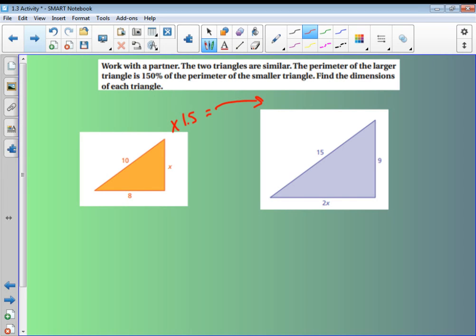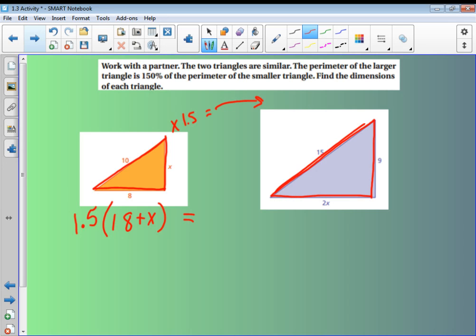Remember, we're working perimeter. So if I do perimeter, that's where I'm adding my sides together. So I have on this one, 10 plus 8 is 18 plus x. So 18 plus x. Now I said I have to take that times 150%, which is 1.5. And then that is going to be equal to the perimeter of this one. So 15 plus 9 is 24. No, I don't get to say plus 2 and then put an x behind it because those are not like terms. So I add these constants together and get 24. And then plus I have the 2x. I don't get to add them together because they're not both x's.